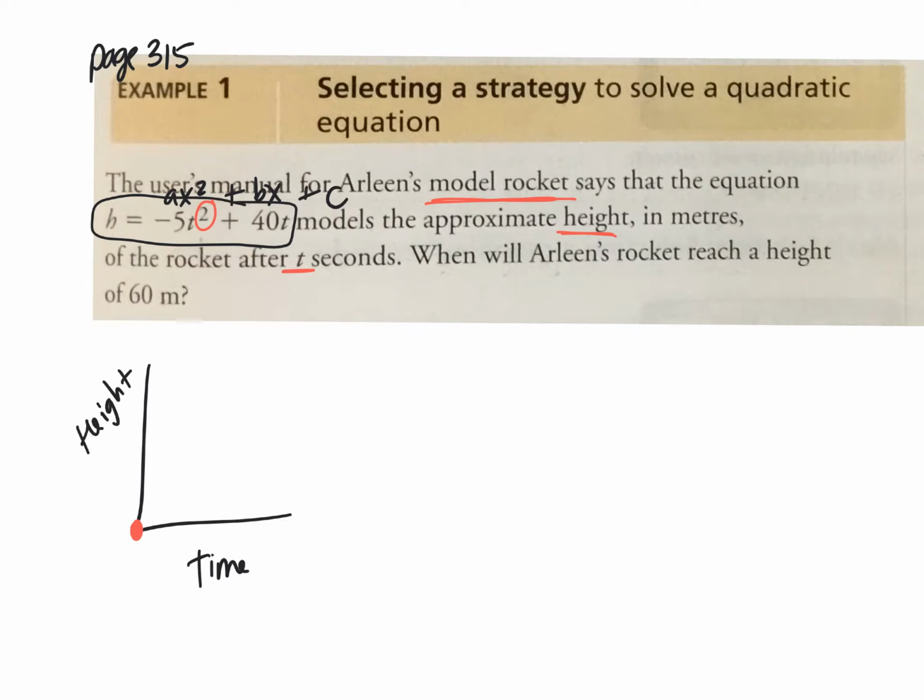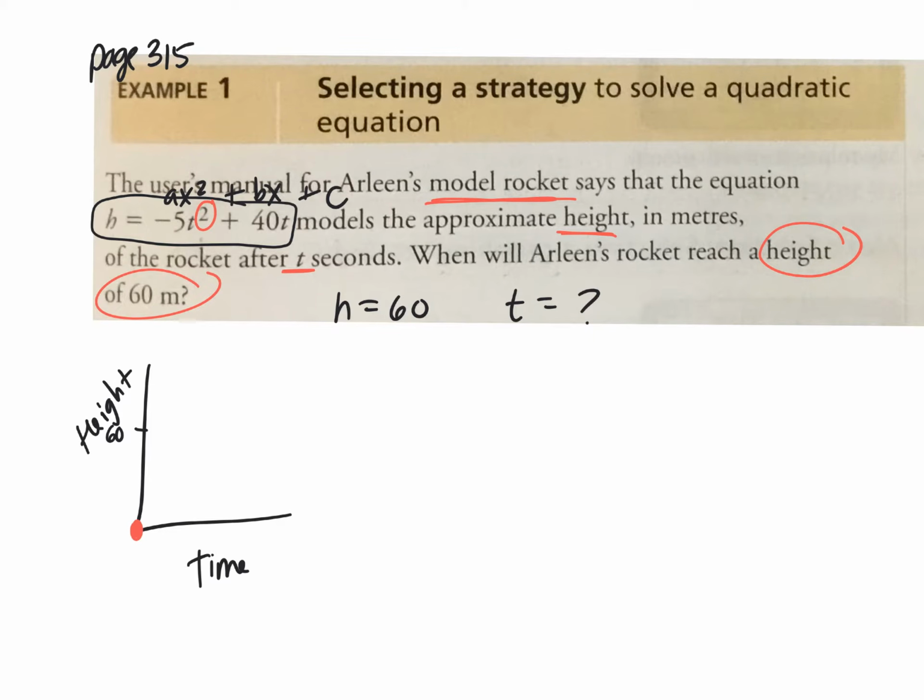No. Okay? So we're trying to figure out when Arlene's rocket will reach a height of 60 meters. So we want to know after how many seconds the rocket will reach 60 meters. What can we do to solve? What are we trying to solve for? H or T? T. Do we know H? So when height is 60, what's t equal to?